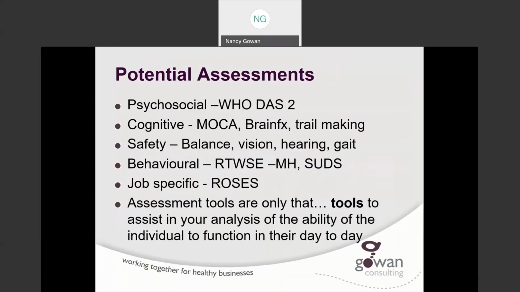On-the-job observation and interviewing opportunities allow you to take a look at where some challenges might arise. From there, you may decide that you want to do some more detailed assessments to determine what the barriers are to completing those tasks. Some of the assessments that you might decide to use are things like the psychosocial assessment of the WHODAS, the disability assessment survey. It is a self-report on their level of function, and is used by mental health professionals to take a look at functional levels.